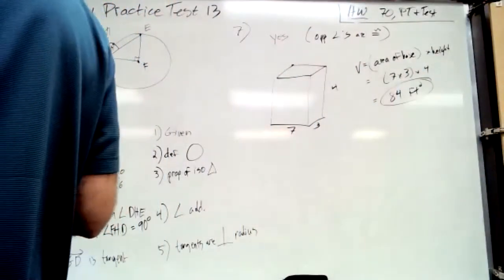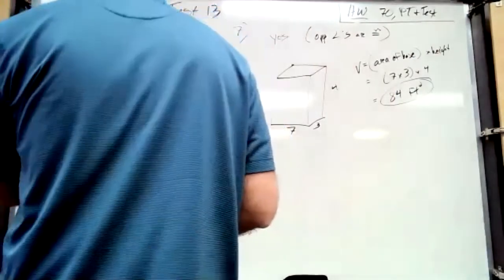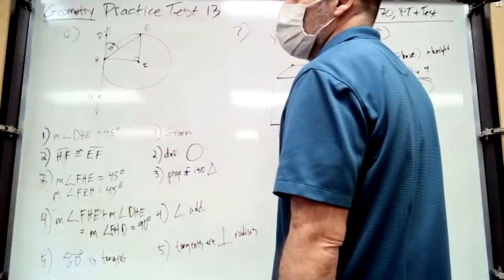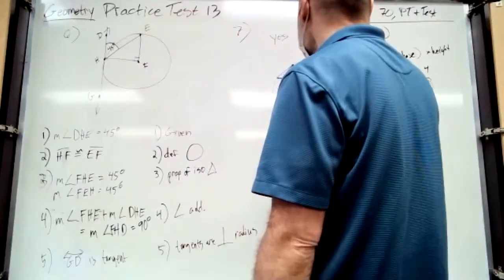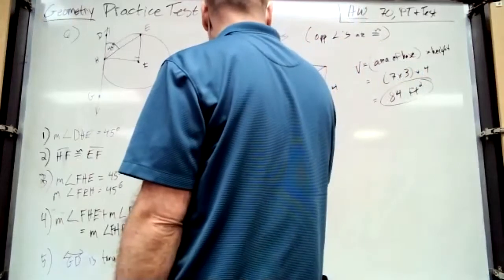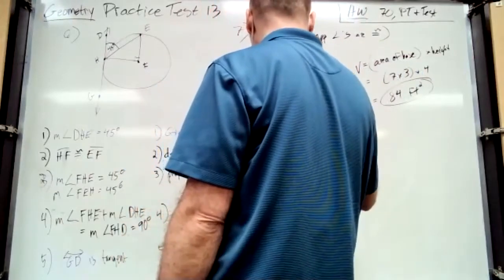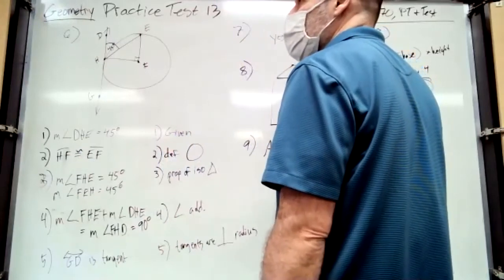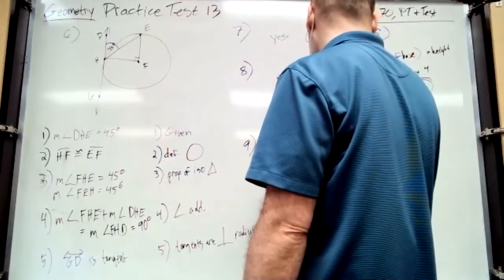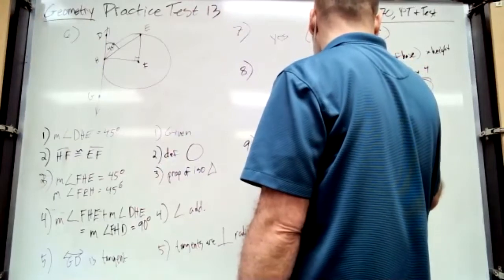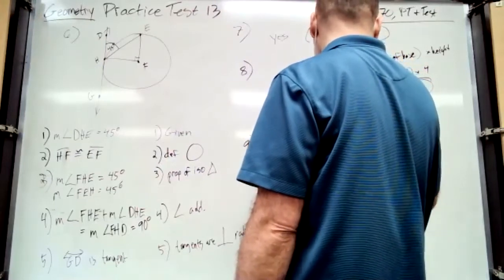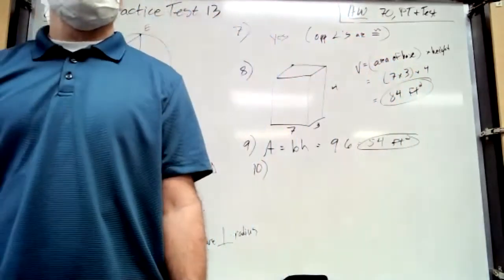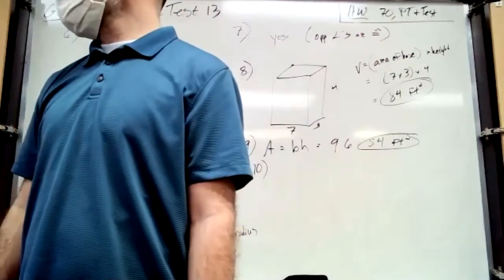Everybody good with that? Okay, wait, was that 8 or 9? That was 8, sorry. Number 9, how do you find the area of a parallelogram? Just base times height. So 9 times 6 is 54. Feel good with that? Area of parallelogram is base times height.